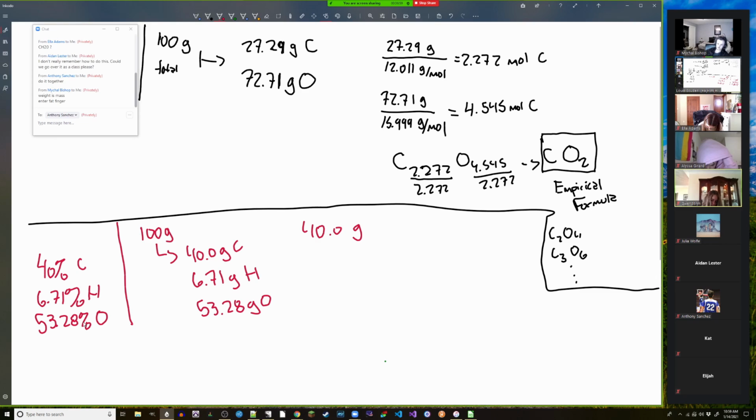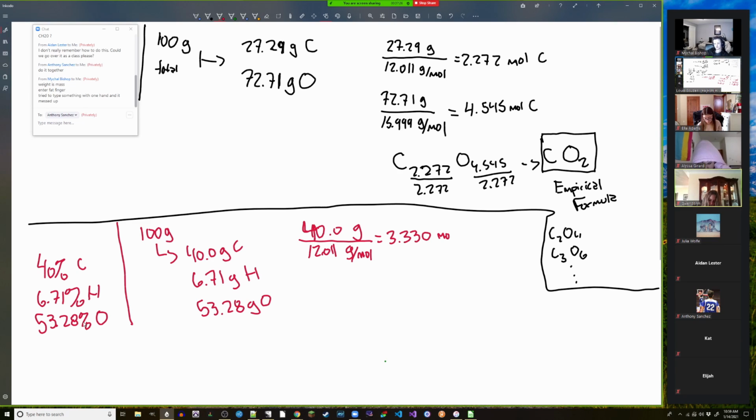40.0 grams of carbon divided by carbon's mass per mole. What is that? I need to look at 12. Oh, it's right there. 12.011. It's literally right up here. 12.011 grams per mole. And where's my calculator? 40 over 12.011 gets me to 3.330 moles of carbon.